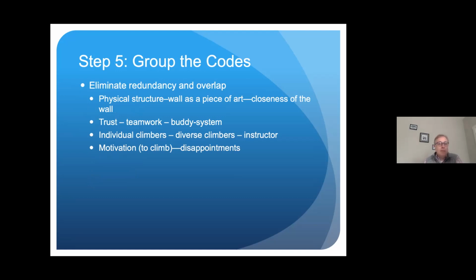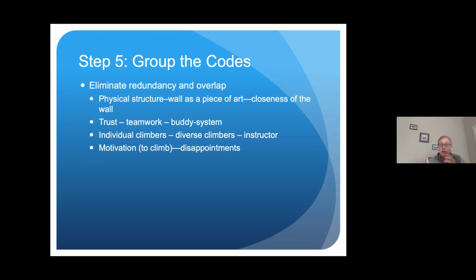But after you've coded the data, think about how these codes group into patterns. For one, to try to get to a more lean code set, look for redundancy and overlap. Here are some examples from that passage I showed you a few minutes ago. It was about a climbing gym, actually. There were codes about physical structure, the wall is a piece of art, and also the closeness of the wall. All of those were kind of synonymous. They were all saying the same things. So those could be collapsed into a single code.